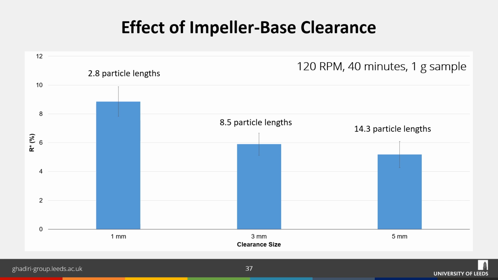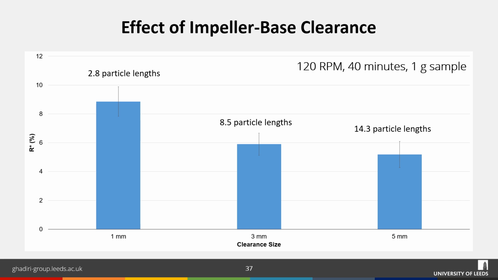So what we find interesting here is that the change of the clearance size has only minor influence on the extent of particle breakage. The extent of particle breakage obviously increases as the gap is made smaller. As you can see here, it is increased from 5% for the 5 millimeter gap to about 9% for the 1 millimeter gap. The smaller the clearance size, the larger the extent of breakage.